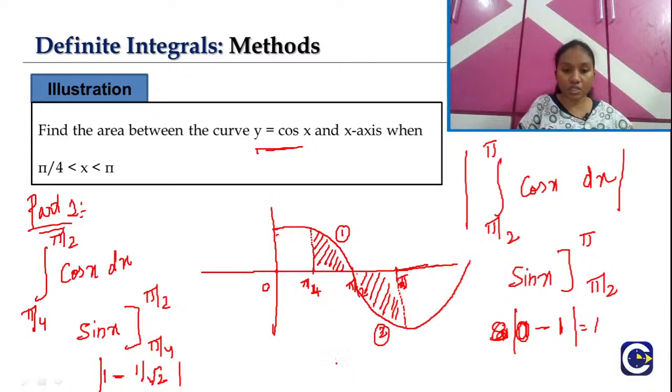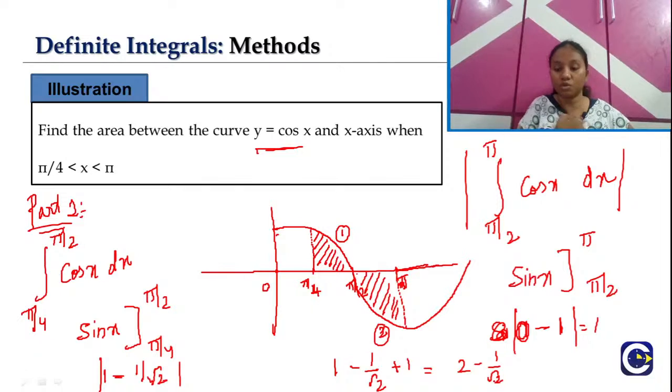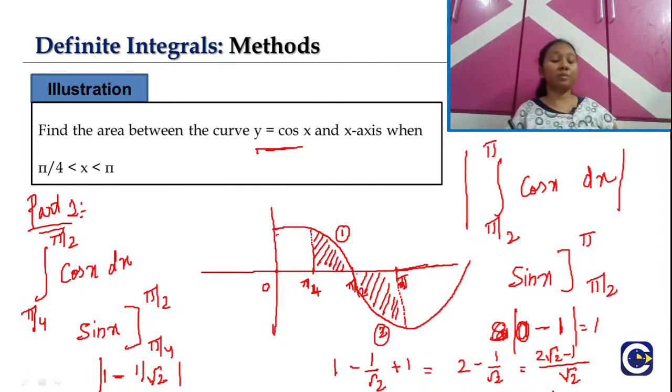So now we have 1 minus 1 by root 2 plus 1, which means 2 minus 1 by root 2. If we simplify it, it will be 2 root 2 minus 1 by root 2, our final area. Why will it be the final area? Whenever we have the area on the negative side, we have to take the modulus of it. That's what we saw in our previous slide, where we discussed positive and negative area.